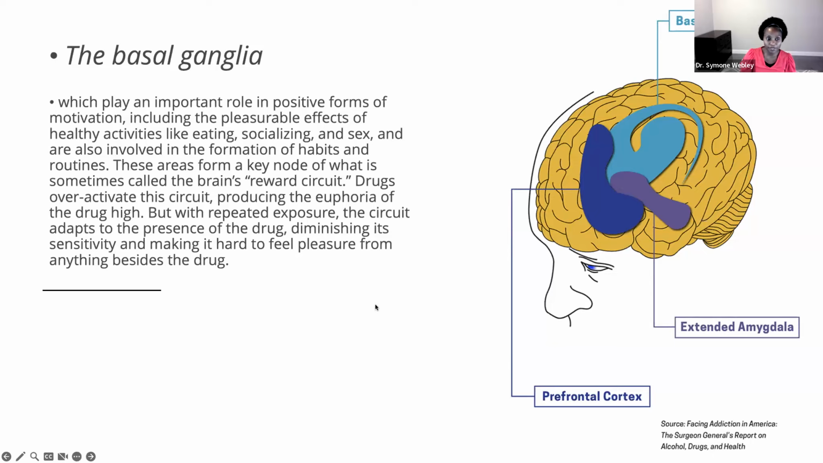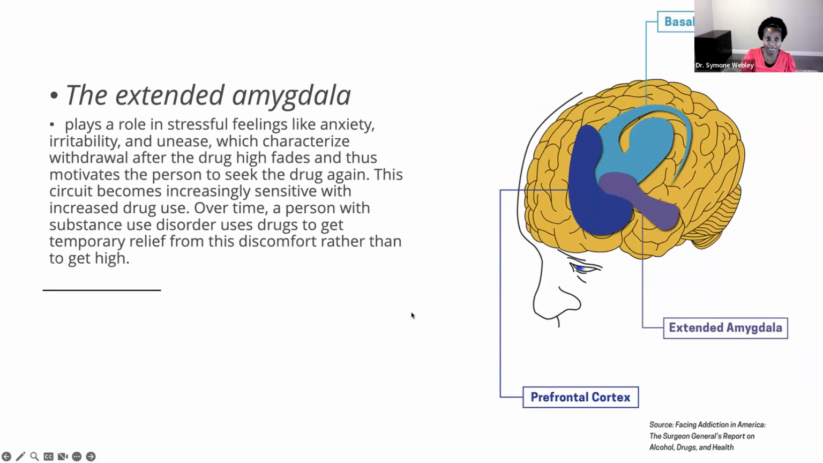The second part of the brain that we're going to talk about is the extended amygdala, which is this portion here. This plays a role in stressful feelings like anxiety, irritability, and unease, which characterize withdrawal after the drug high fades. And thus it motivates a person to continue to seek the drug. So when a drug is taken, it causes that pleasure center to pretty much light up. And it tells your brain, oh, this is good, we want to do it again.